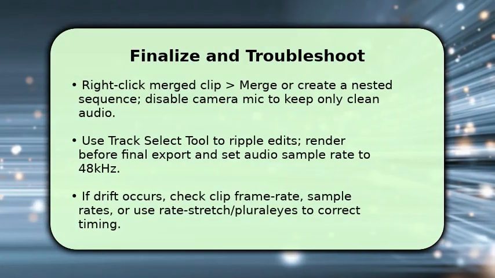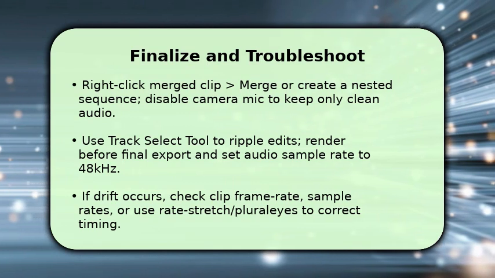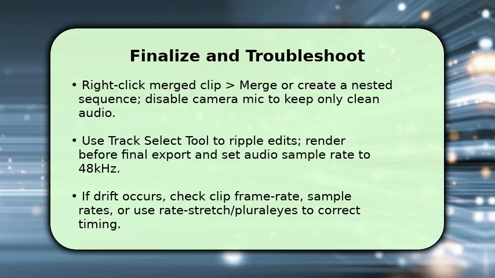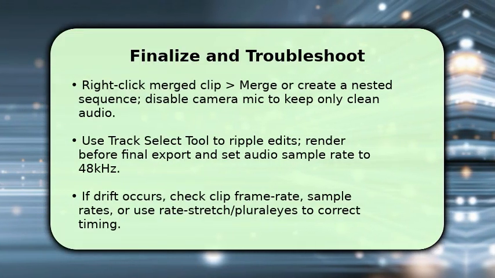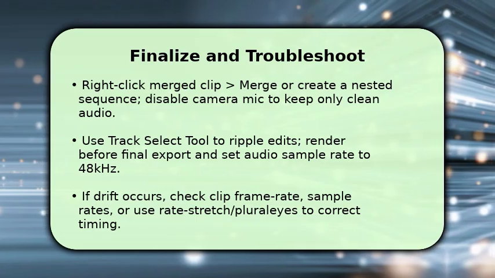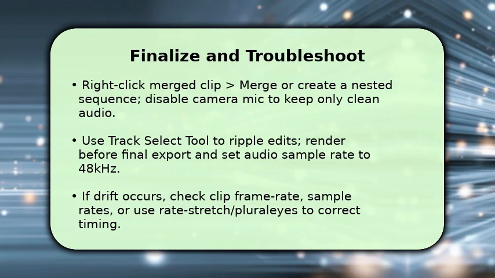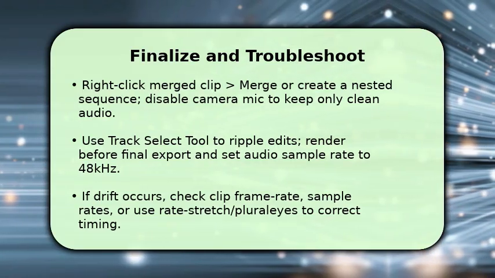Once synced, create a merged clip or nest the video and the external audio so they move as one. Disable the camera's onboard mic track to avoid phase issues, then render the segment to hear real-time playback. Before exporting, ensure the audio sample rate and sequence settings are consistent, typically 48 kHz.